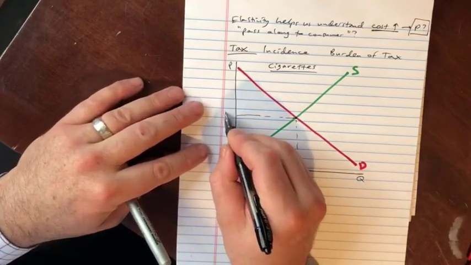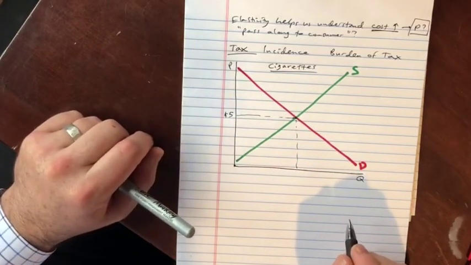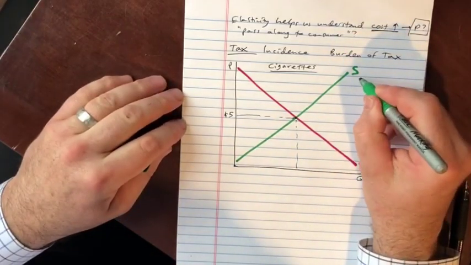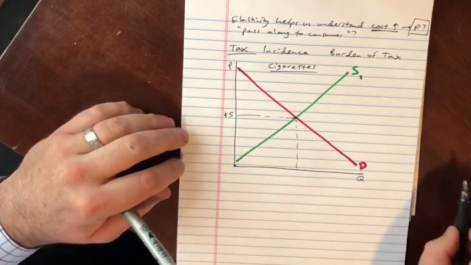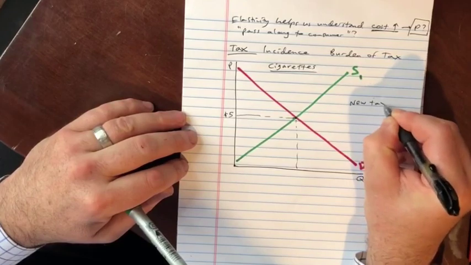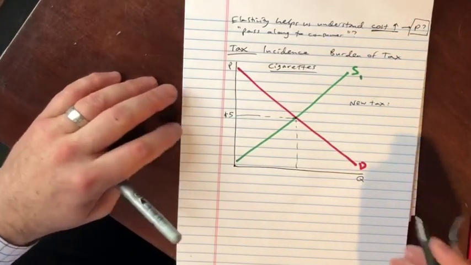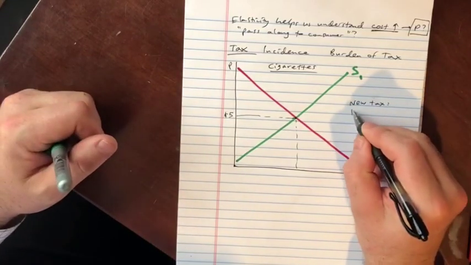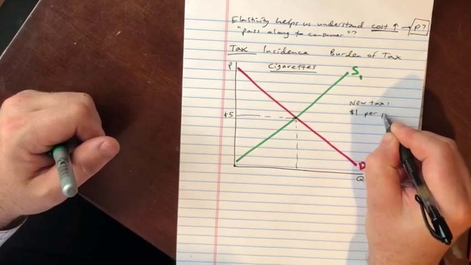And let's say that this occurs at a price of $5. Okay, so now this is the initial supply curve. All right, so we're going to call it S1. Let's say that what happens now is there is a new tax where there hadn't been anything before, and the new tax is paid by the sellers. All right, it's $1 per pack, let's say.